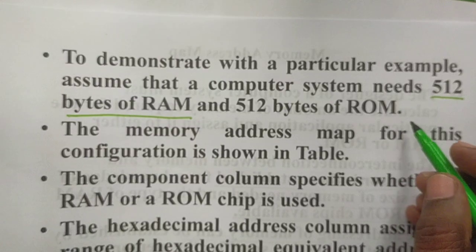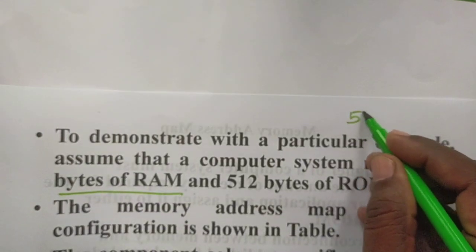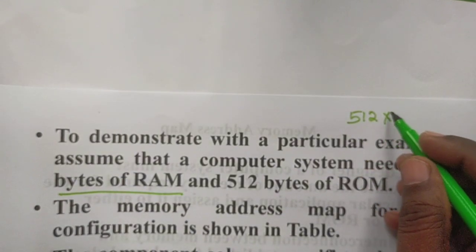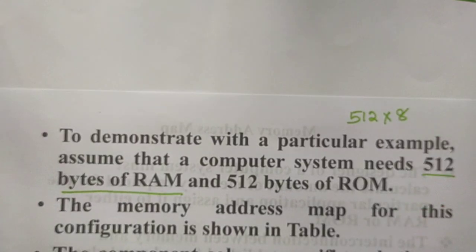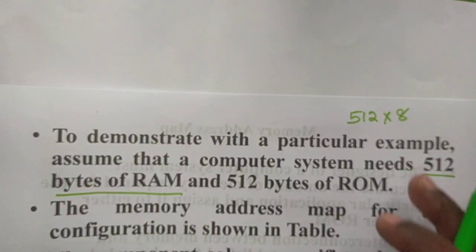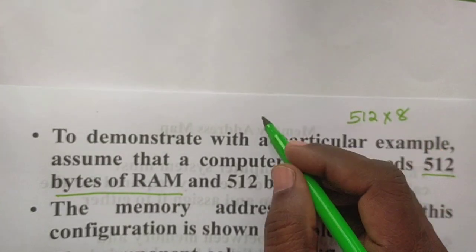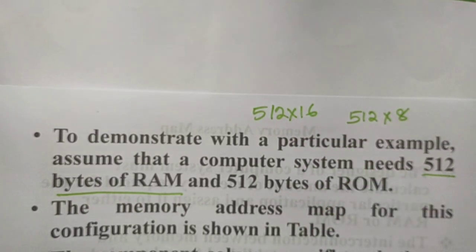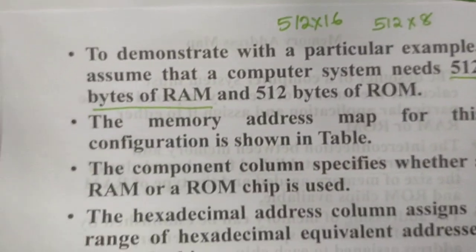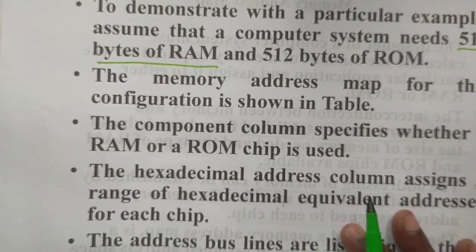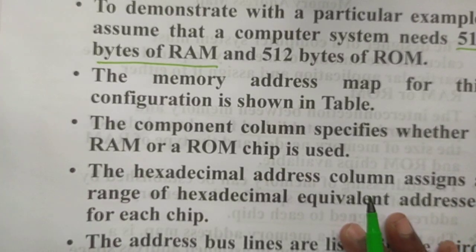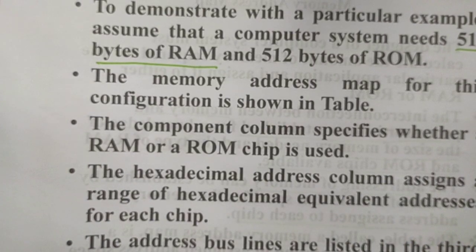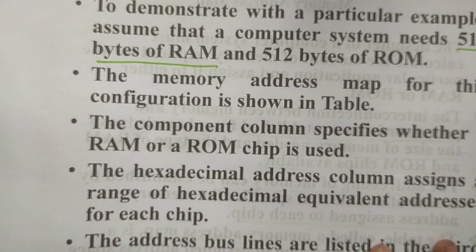So the size will be 512 into 8, because if an 8 bit data bus is required, then 8 bit. If it is 16 bit, then we can write 512 into 16. It will depend on how many data bits are required. Based on that, the component column specifies whether a RAM or ROM chip is used, which I will show you.